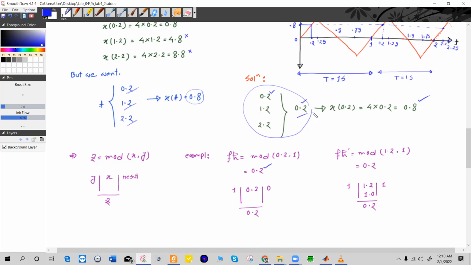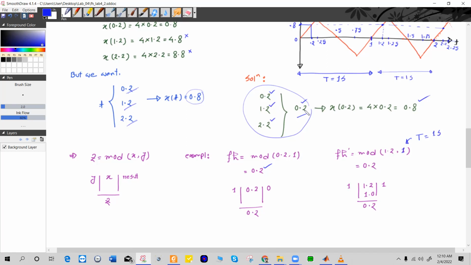Again, if we check for 1.2, this 1 should in fact be your time period T. For our case, it was 1 second, that's why we have 1. Now the divisor is 1, the dividend is 1.2. If you divide, the quotient will be 1 and the remainder is 0.2. So again 0.2. That means even 1.2 can be converted to 0.2. Similarly, 2.2 can also be converted to 0.2.